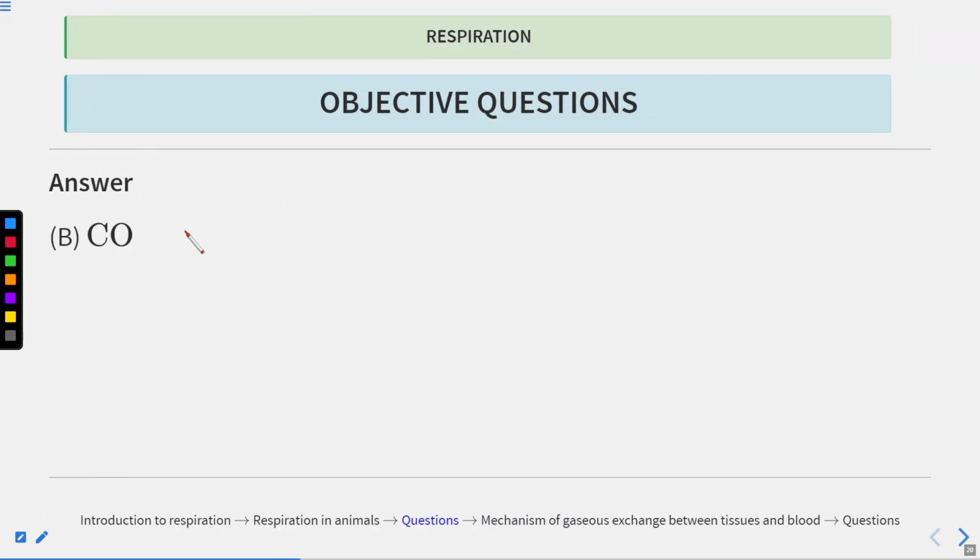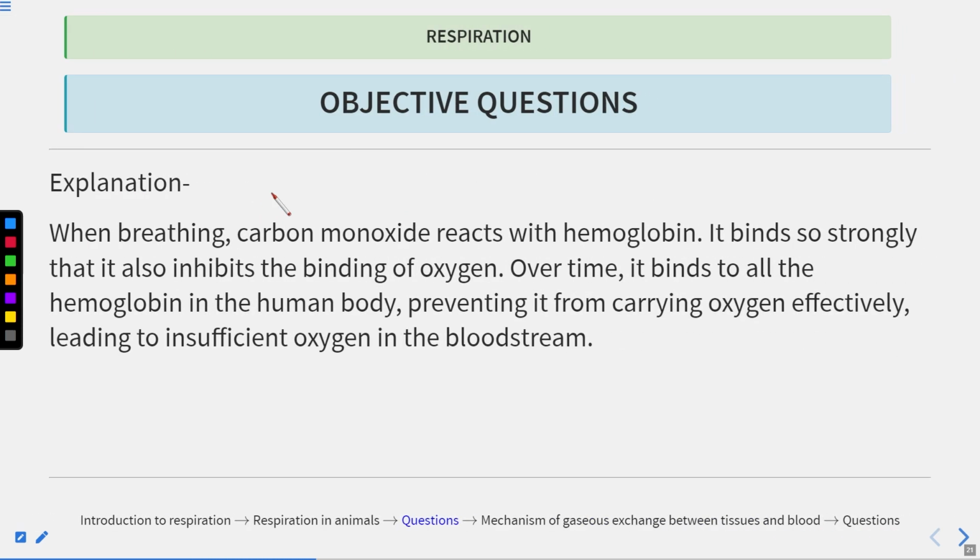So the answer is option number B. It forms the most stable complex with the CO. CO means carbon monoxide. Mono means one, there is only one oxygen present. That's why we call it monoxide. Clear?